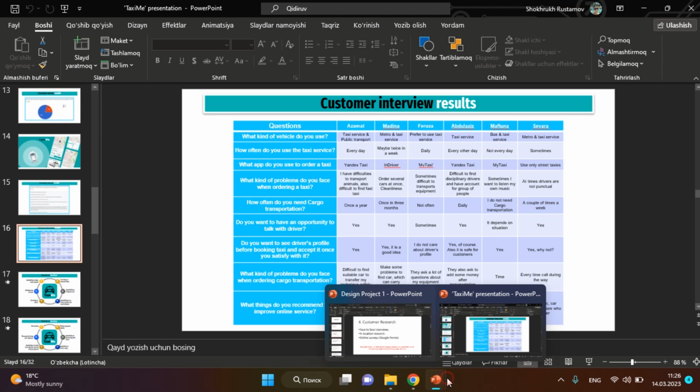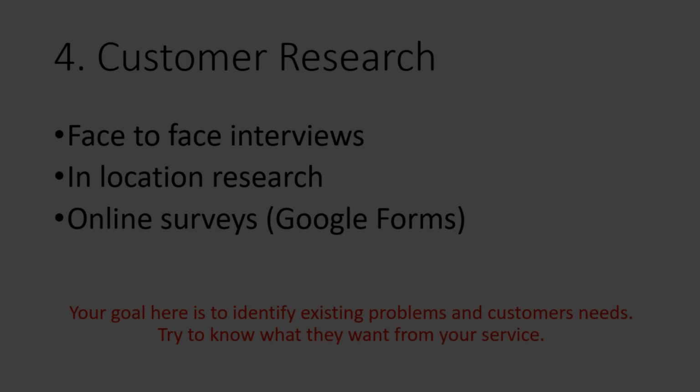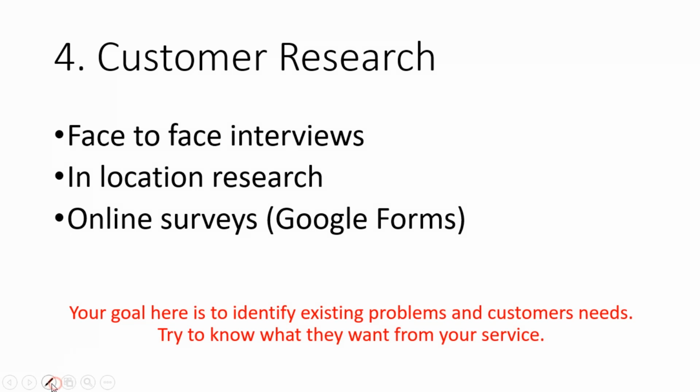So this is the first type of customer research. And the second one is in-location research. In-location research is a really good approach to do it. For example, if in our case we are developing a taxi booking application, what are the best places that we can go? It can be bazaars, metro stations, bus stations, because in those places people really feel some necessity for transportation, and we went to these places. So you need to go to a place where your product is highly valuable, okay?